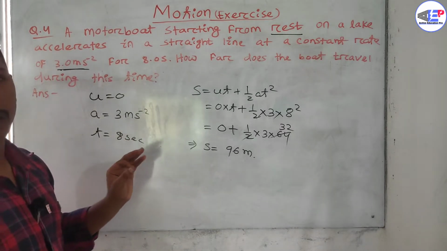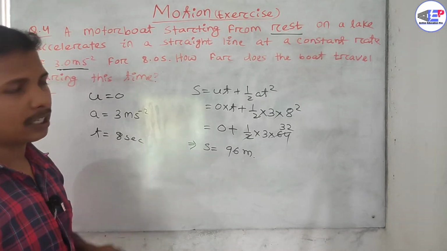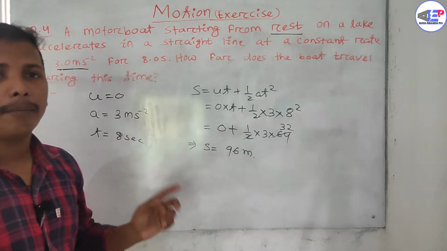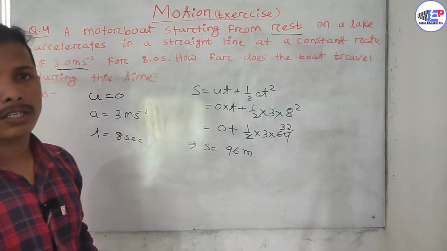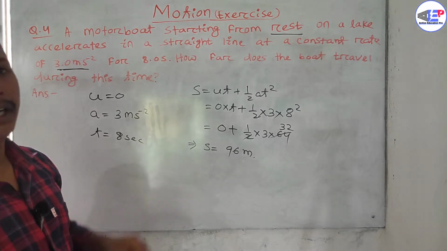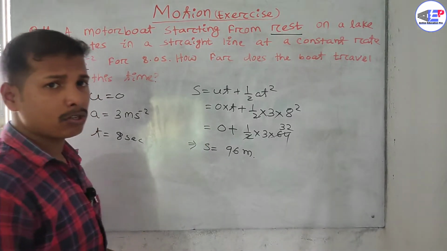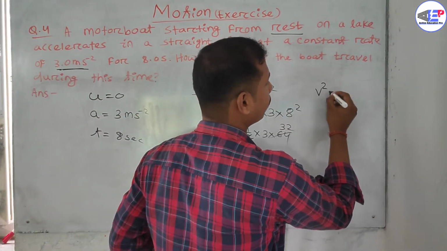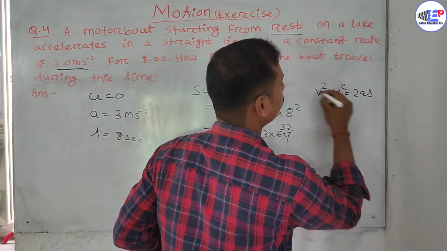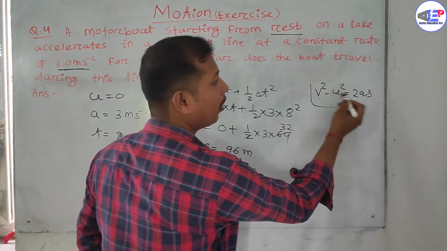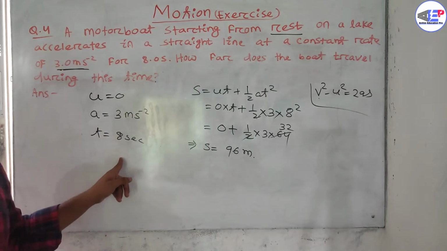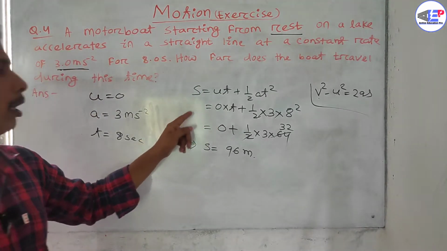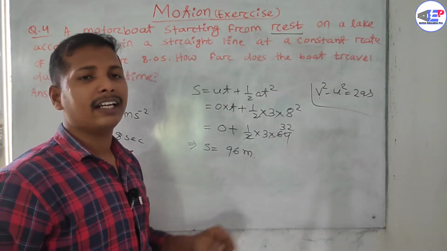From equation of motion, we know that there are two equations of motion for distance. One is s is equal to ut plus half at square, and another is v square minus u square is equal to 2as. For finding s, from the first equation we need u, t and a. But for the other equation, we need v, u, a. But here v is not given. So we will use this equation so that we can find out the value of distance. By putting the values, we get that s is 96 meter.